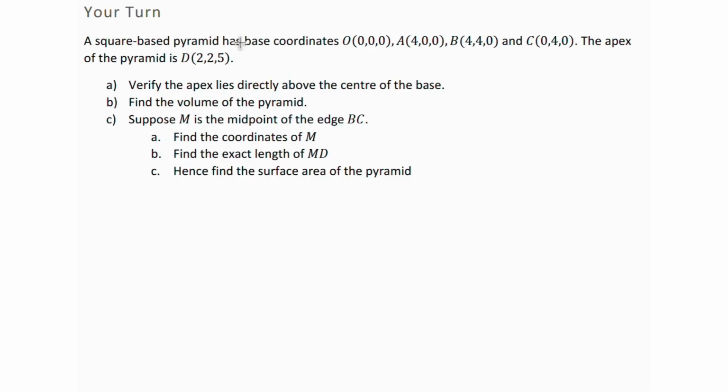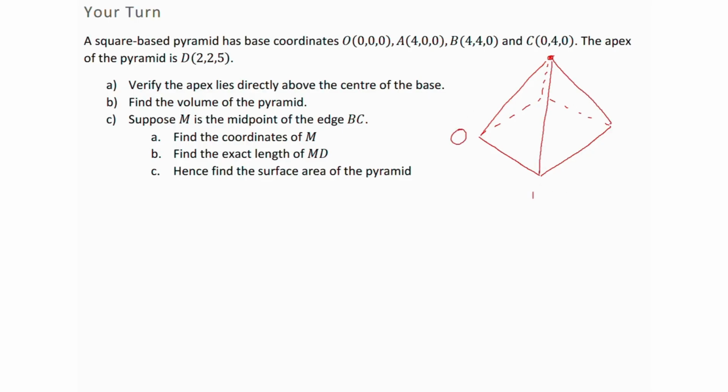We have a square-based pyramid with these coordinates and the apex here. Now let's draw a quick sketch so that we can see roughly what's going on. We've got a square-based pyramid, so we've got our square going here, our vertex somewhere up here being connected to all these points, and down here.